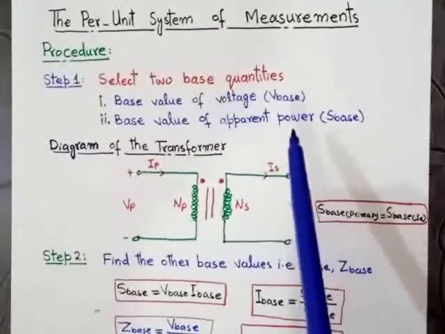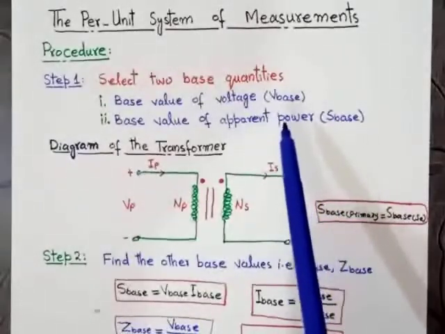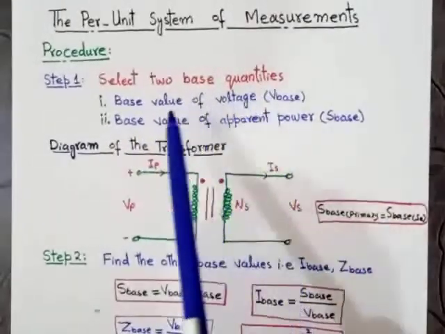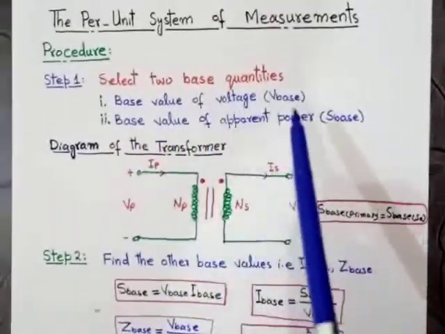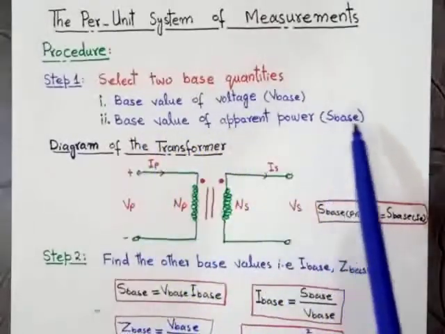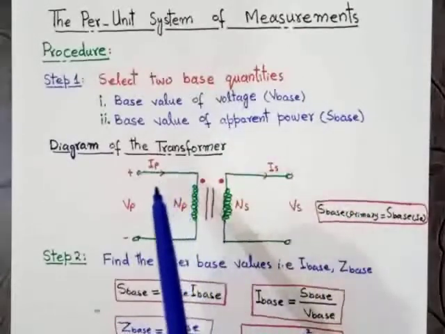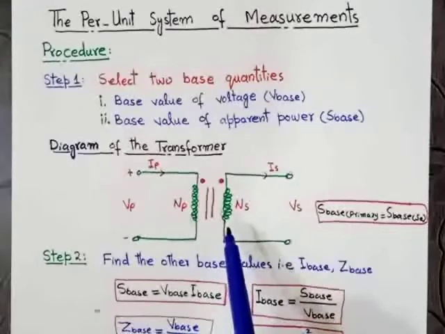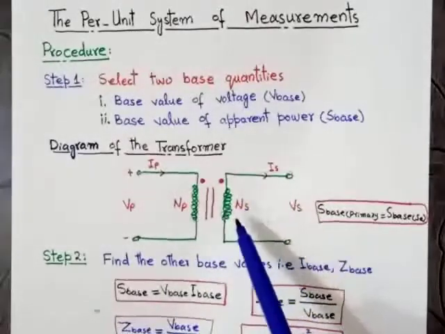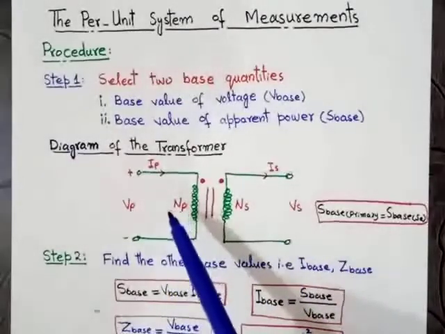So in step number 1, when we solve the numerical problem, first of all we will select the two base quantities, that is the base value of voltage V base and the base value of the apparent power, that is S base. The diagram of the transformer is shown here. As we have already discussed in detail, this is the secondary side of the transformer and this is the primary side of the transformer.